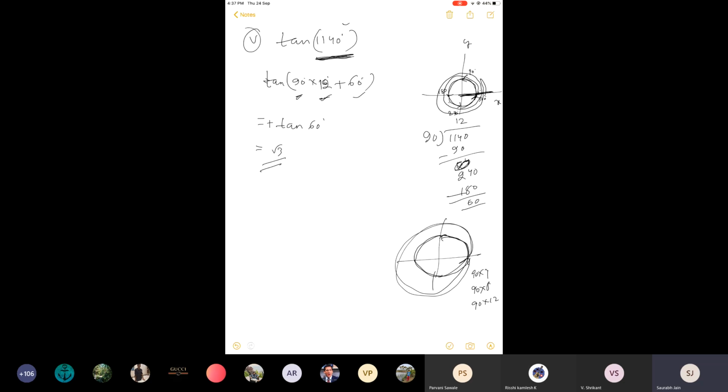Then plus 60 more. So plus 60 will not cross this quadrant. So this angle will be in the first quadrant only, and as a result its value will be positive. And tan 60 is root 3. So that is the answer.